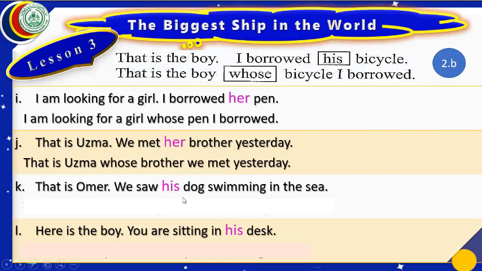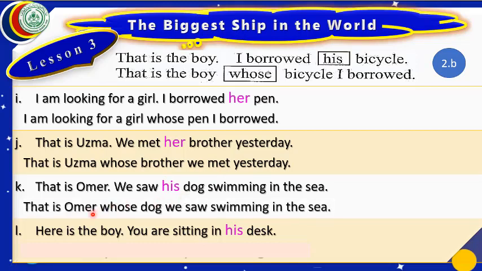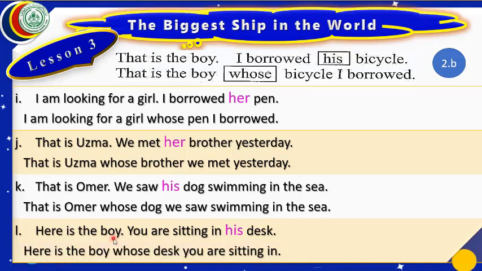Let us look at the answer K. That is Umar, whose dog we saw swimming in the sea. Yes, how it is changed? After writing whose dog, it has become here we saw swimming in the sea. Here is the boy whose desk you are sitting in. Let us move to the next.